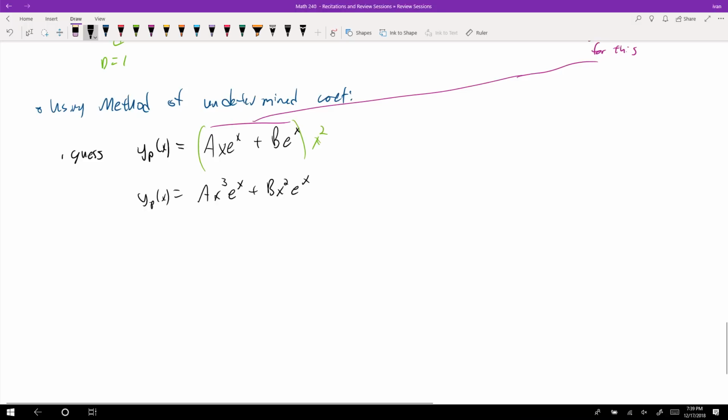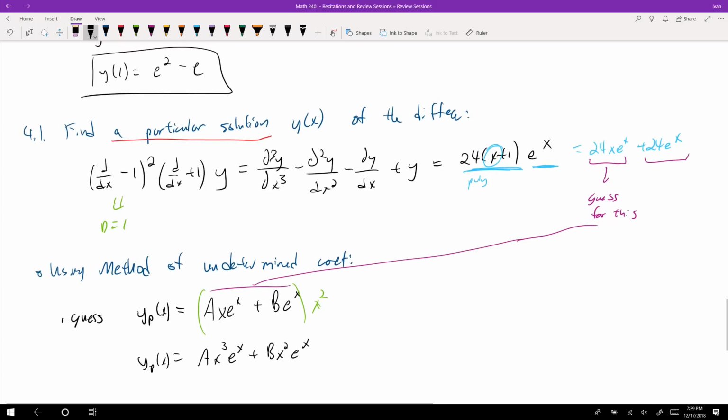Why do we need to multiply by x squared? If we just plugged that purple line guy into our diff EQ, the problem is that this operator would have just killed all that, because the annihilator for what I have circled in blue is d minus 1 squared. If this is your particular solution guess, you can't have it get killed, because then it's not a particular solution, it's a homogeneous solution. So to make this guess not a homogeneous solution, you need to multiply it by whatever power this is out in front, so we multiply it by this x squared term, or x to whatever power.